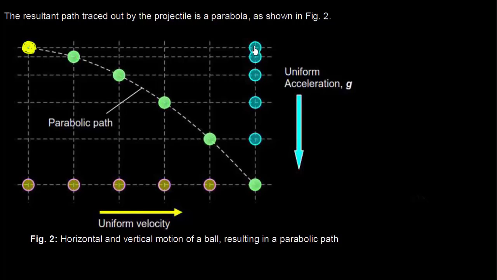After 1 second, it has traveled this distance. So the resultant vertical is this position. The horizontal distance traveled is this. So the resultant is here.